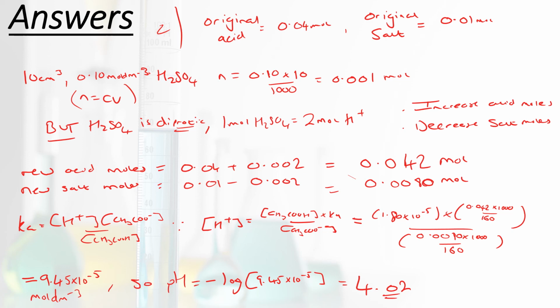When you calculate that equation, you end up with 9.45 times 10 to the minus 5 moles per decimetre cubed for your H+ concentration, and so then the pH is the negative log of this, and it comes out to be 4.02. So again, not so much of a big change because it's a buffer solution.